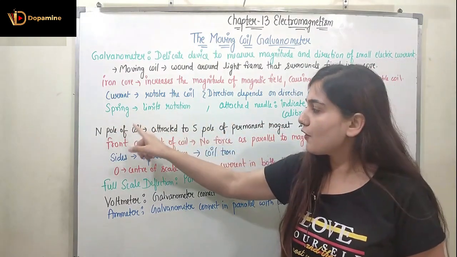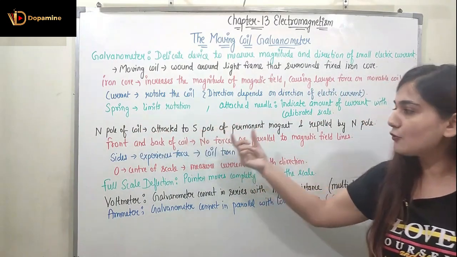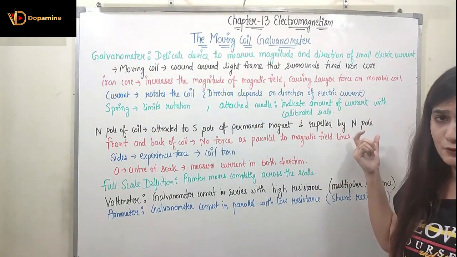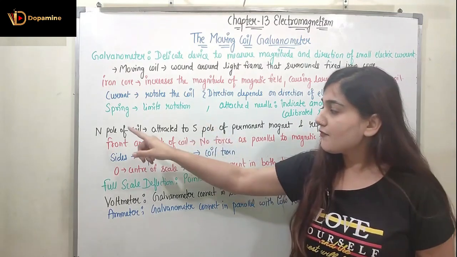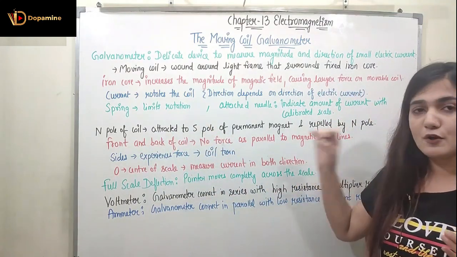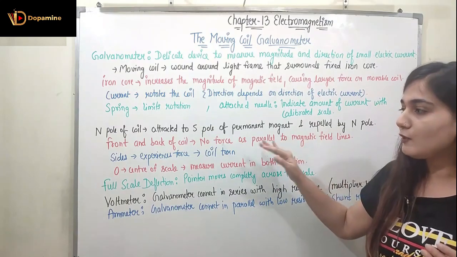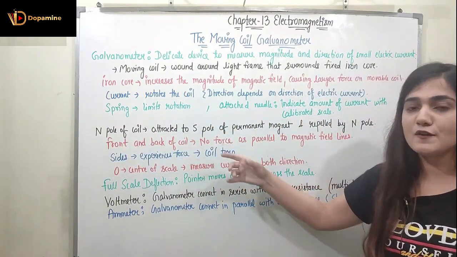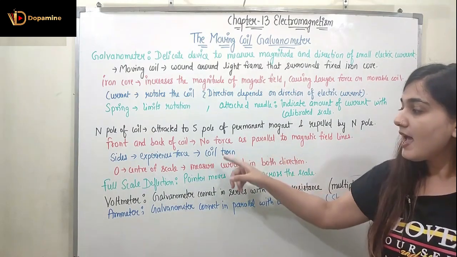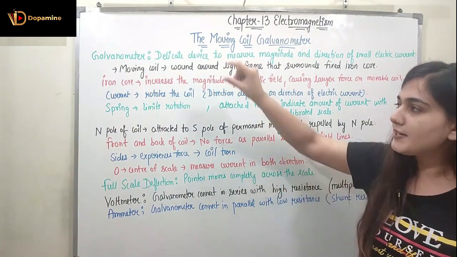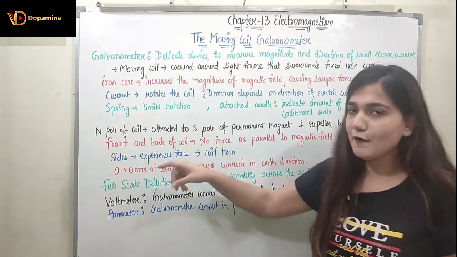The north pole of the coil is attracted to the south pole of the permanent magnet and it is repelled by the north pole. In the front and back of the coil, we will not experience any force because the magnetic field lines are parallel over here. But the sides are going to experience force because of the permanent magnetic field, and the coil is going to turn due to this. The amount of turn depends upon the amount of current, as I already told you.